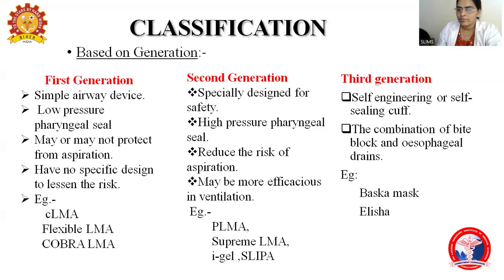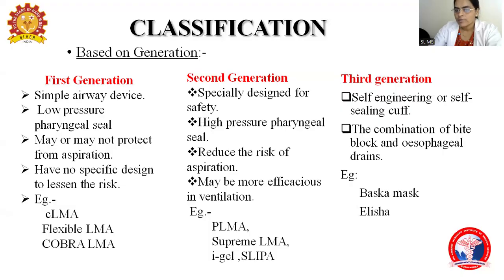The first generation may or may not protect from aspiration. This is a limitation of the first generation, whereas in the second generation there is a reduced risk of aspiration. And in the third generation, aspiration is about 99% preventable. In the first generation, they have no specific design to lessen the risk. The second generation may be more efficacious in ventilation because it is specially designed for safety.